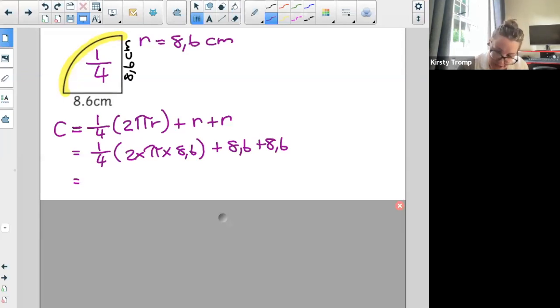So when we put that on our calculator, and I hope that you went and practiced, it's really important that you do that, okay? When you put it on your calculator, you get 30,71 centimeters squared.